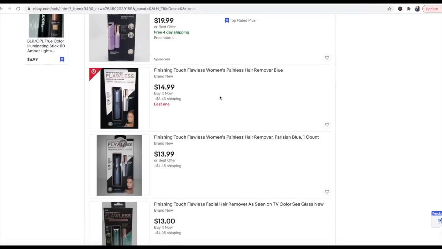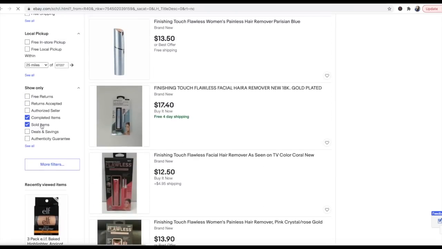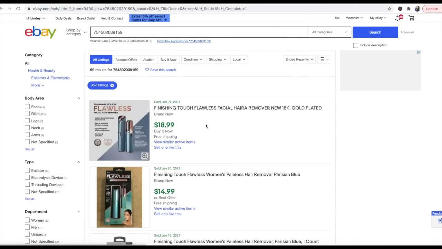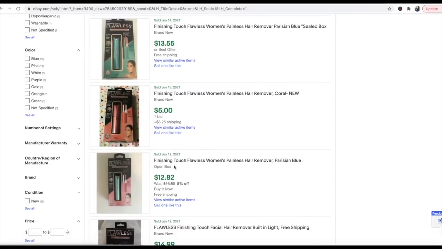Yeah, there's $14.99, $13.99 plus shipping. Okay, let's take a look at what the sold comps look like. All right, we've got an $18.99, $15.50. Again, I'm trying to just look at the ones that are my color.